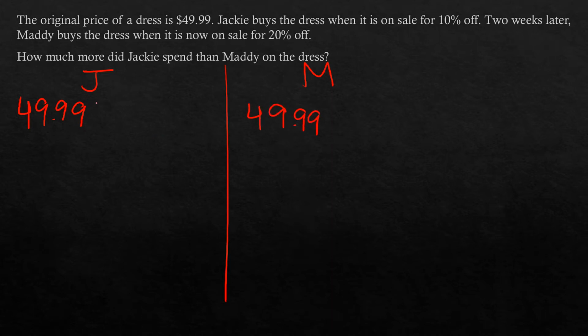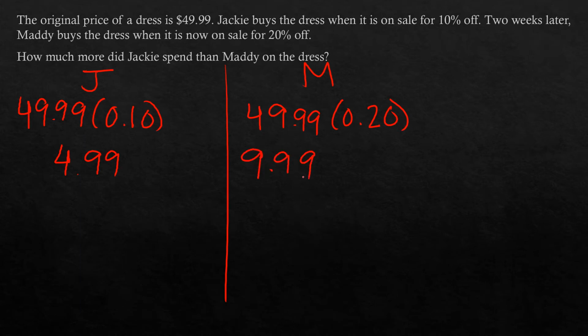However, Jackie got it 10% off, so I'm going to multiply this by 0.10, which is 10% as a decimal, and Maddie got it for 20% off, so I'm going to multiply this by 0.20, which is 20% as a decimal. Now if you type this into a calculator, you will get $4.99, and if you type in what Maddie spent in a calculator, you will get $9.99.